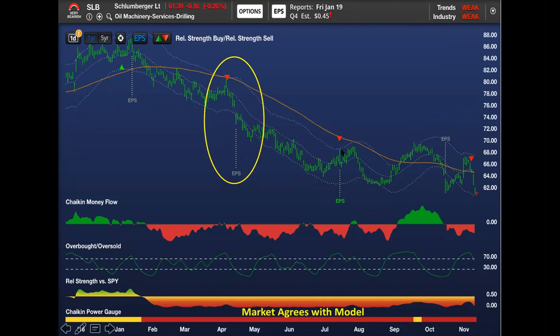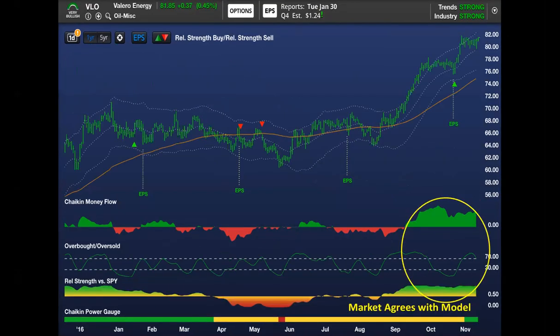Another relative strength sell signal after an earnings report, rallies a bit, goes down again, and then yet again, right here on the right side of the chart, even with crude oil above $55 a barrel, Schlumberger is making new 52-week lows after a negative earnings surprise and a relative strength sell signal. These trends persist, but now that energy is in an uptrend, we're looking for buy candidates.